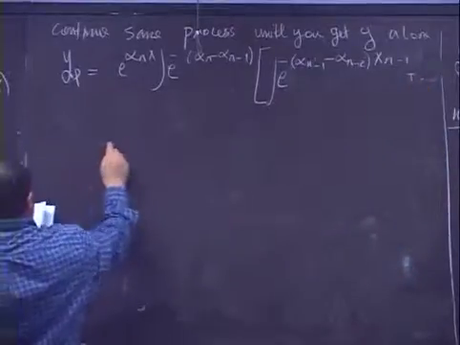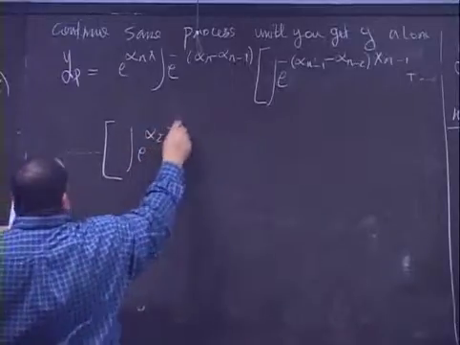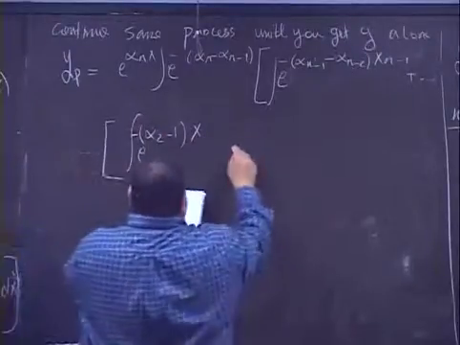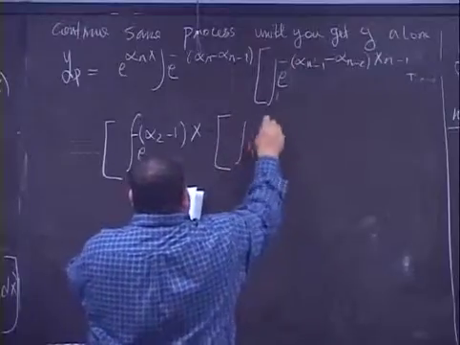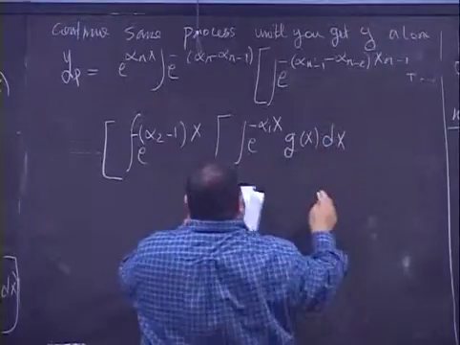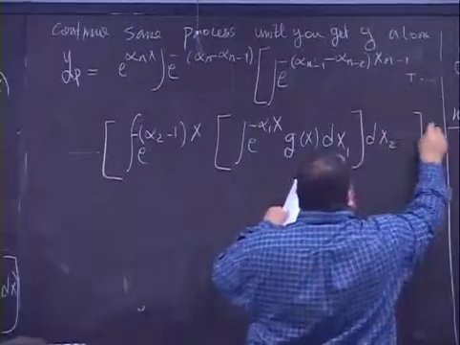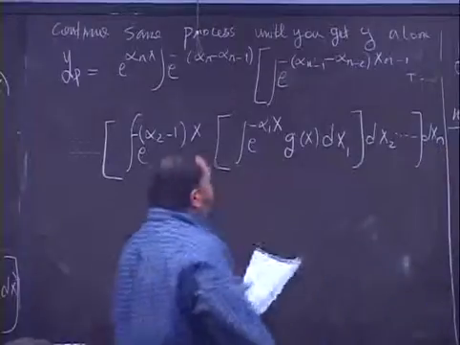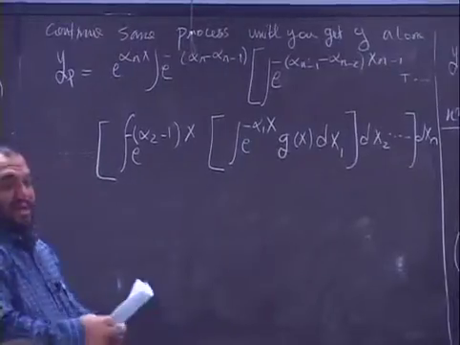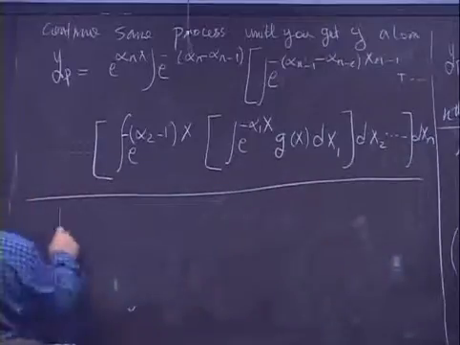e to the power of alpha 2 minus 1 x, e to the power of minus alpha 1 x, g of x dx 1, dx 2 up to dx n. I know that it's very huge here. So let's solve the same example that we solved at the very beginning of the lecture.